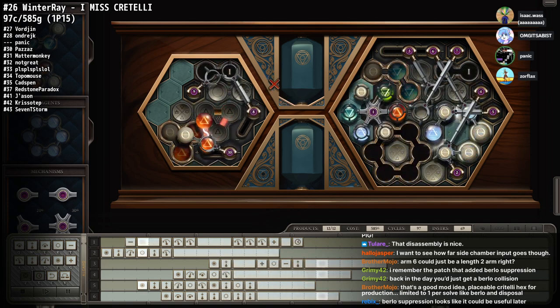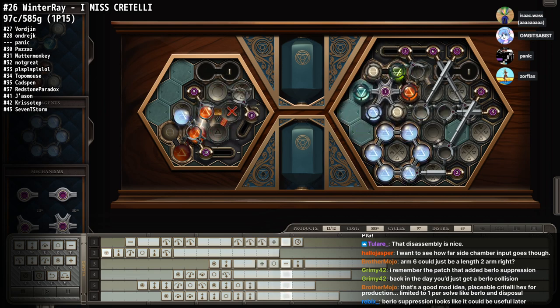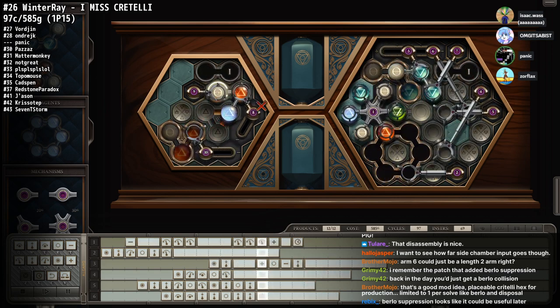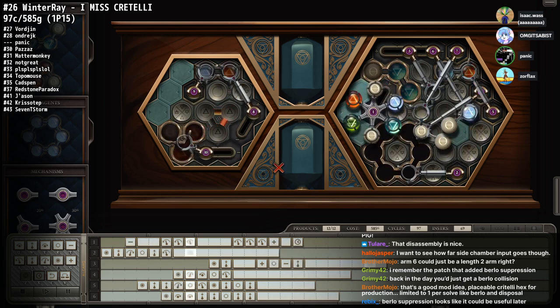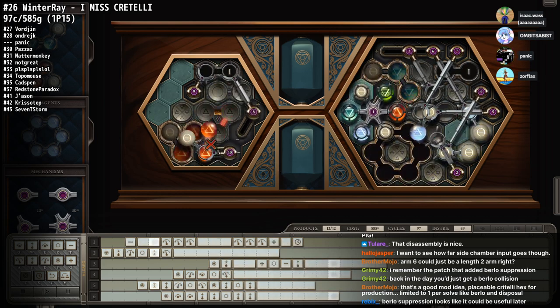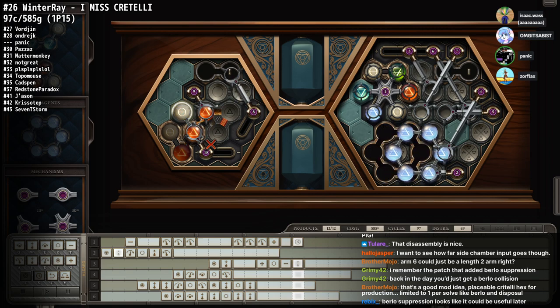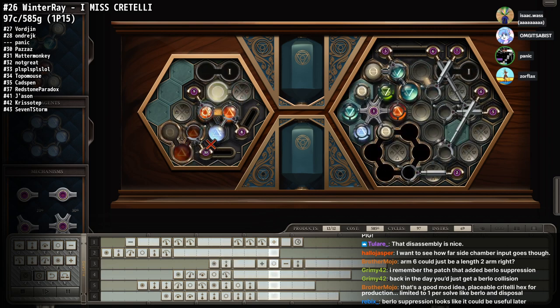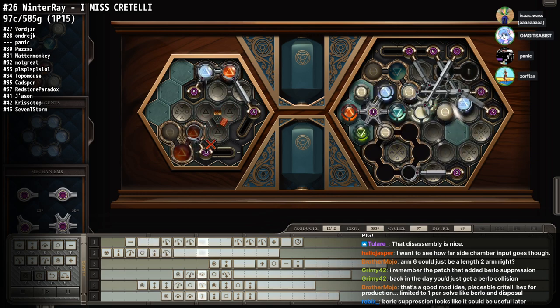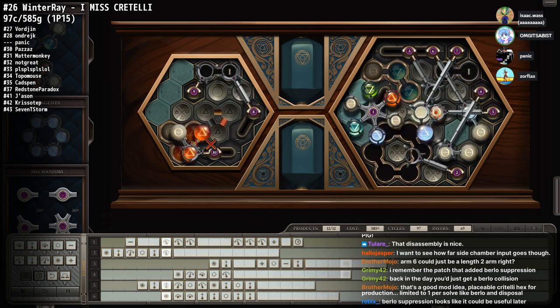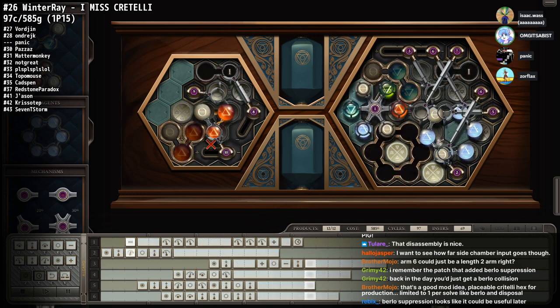And yeah, I guess it's sending all of the... Yeah, it sends this fire pair with the air still attached so it can calcify it here, which it has space for. Burlo suppression looks like it could be useful later, says Rebix. Perhaps. Burlo suppression, yeah. I mean, it got some rate issues to go with it, but it definitely saves space.